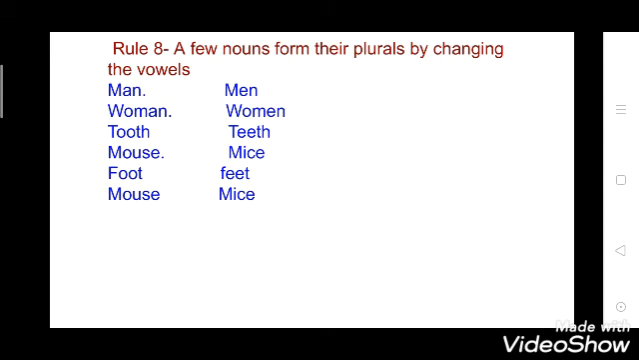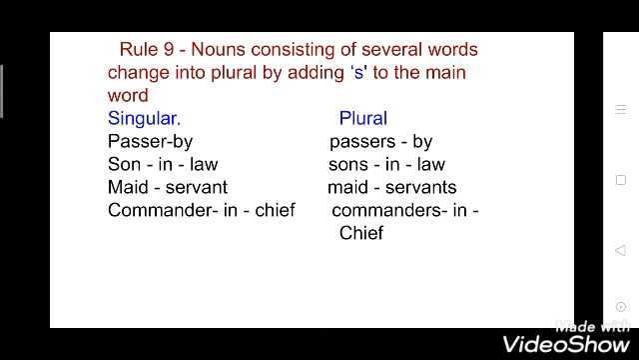Okay. So now see the ninth rule. Nouns consisting of several words change into plural by adding S to the main word. So in this, S will be added to the main word. See the example. Passer-by. So here you will change it by adding S so that it becomes plural form, passers-by. Son-in-law. Here son is the main word. You will add S and it will become sons-in-law.